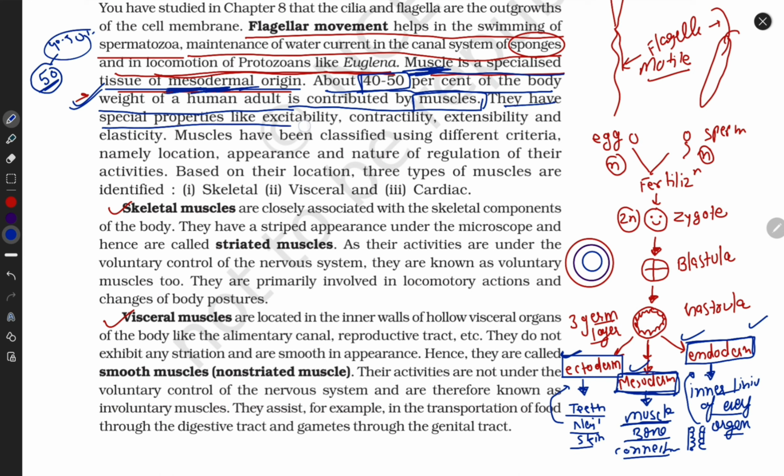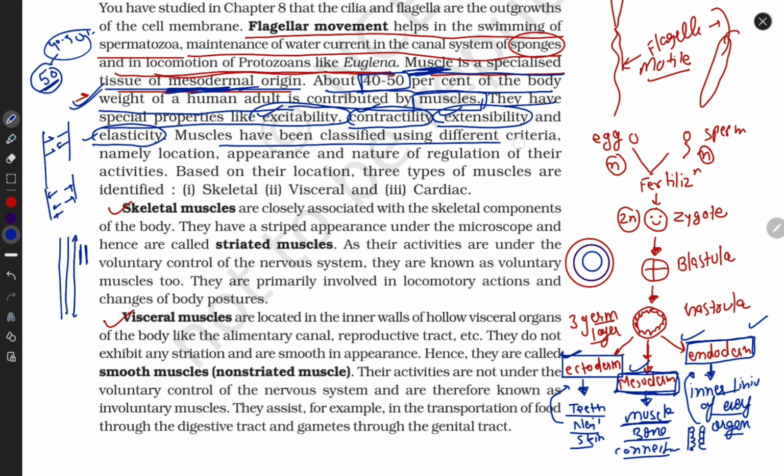They have special properties like excitability, contractility, extensibility, and elasticity. We are very much familiar with these terms. They can contract, they can relax, they can elongate in size. Muscles are classified into three types: skeletal muscle, visceral muscle, and cardiac muscle. First is skeletal muscle, another one is visceral muscle, and the third is cardiac muscle.